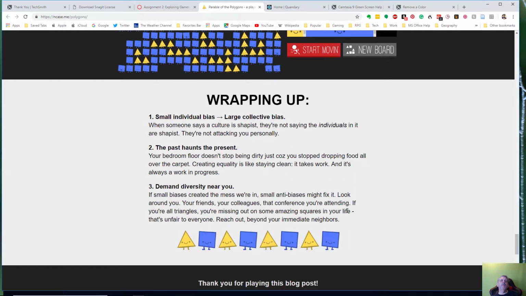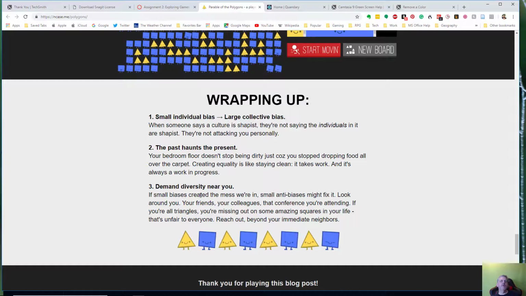Okay, wrapping up. Small individual bias, large collective bias. This one says culture is shapist. They're not saying the individuals are shapist. They're not taking you personally. The past haunts the present. Your bedroom floor doesn't stop being dirty because you stop dropping food all over the carpet. Creating qualities like staying clean takes work. It's always a work in progress.